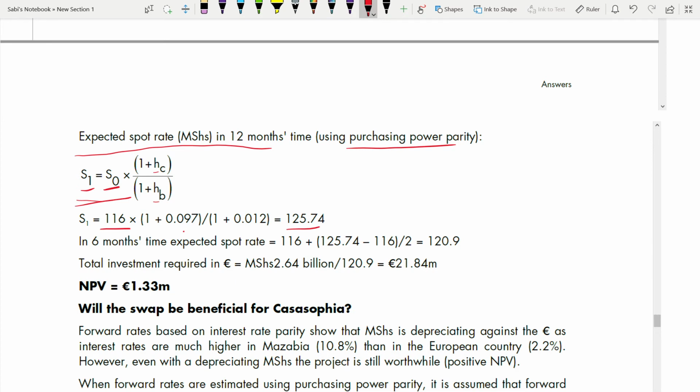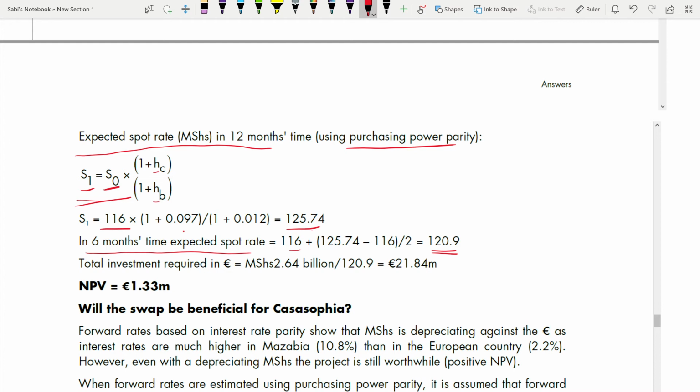So the expected spot rate in 6 months, the same way how we take for the forward: 116 plus this, minus 116, divided by 2. So of course it will be less than the 1 year spot rate. It's easy to see whether it's technically correct or not. The numbers might be wrong.